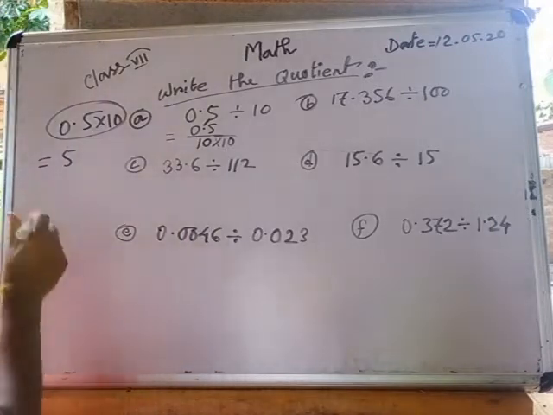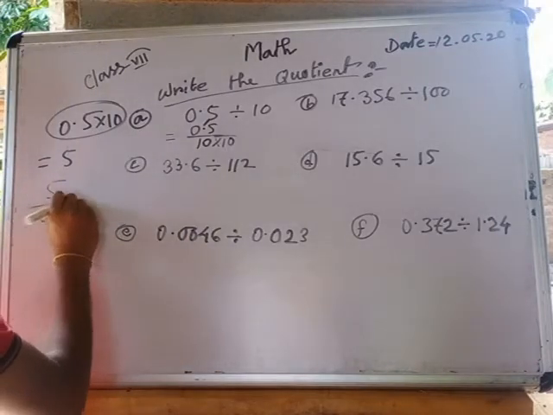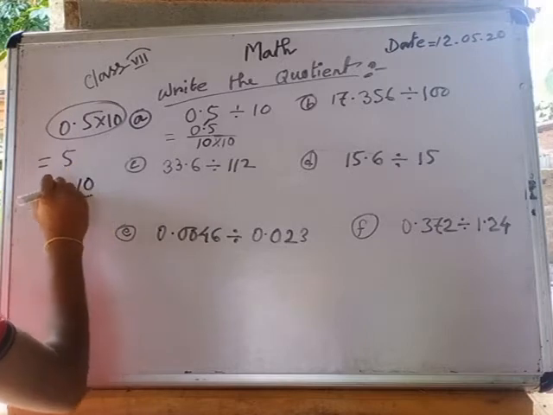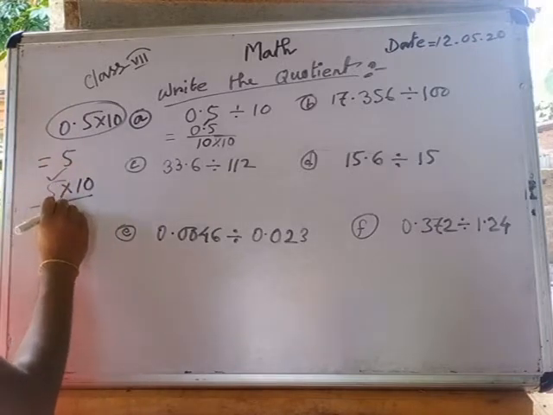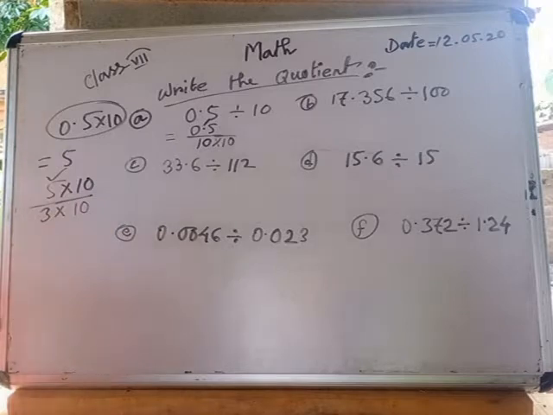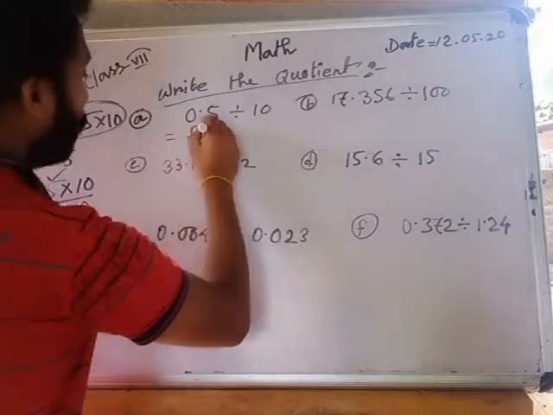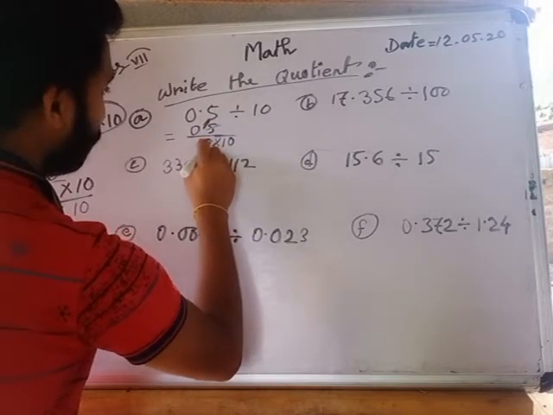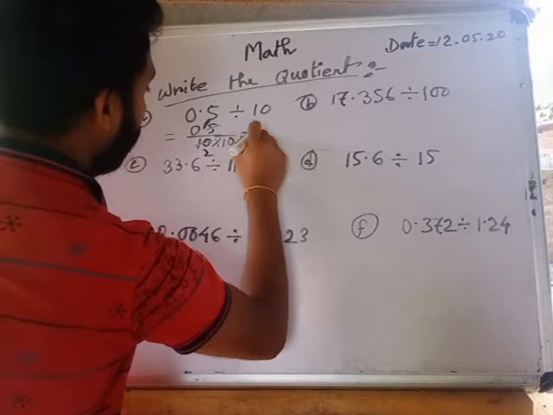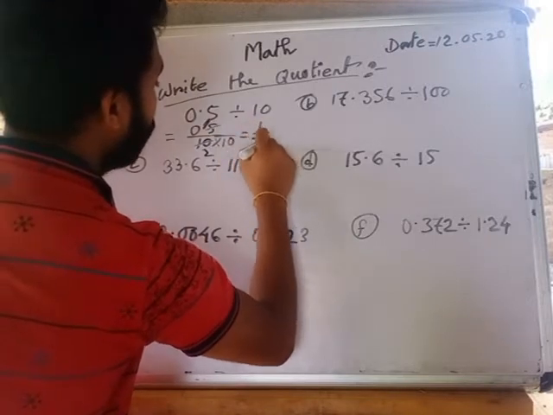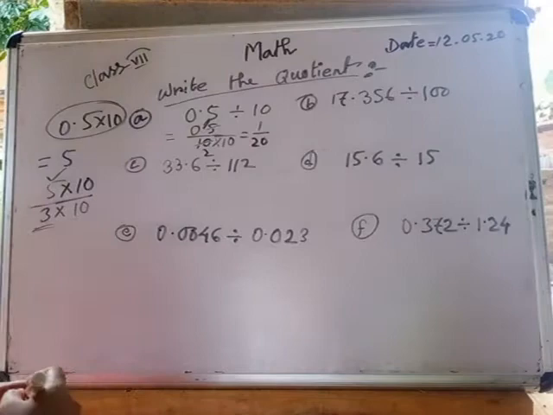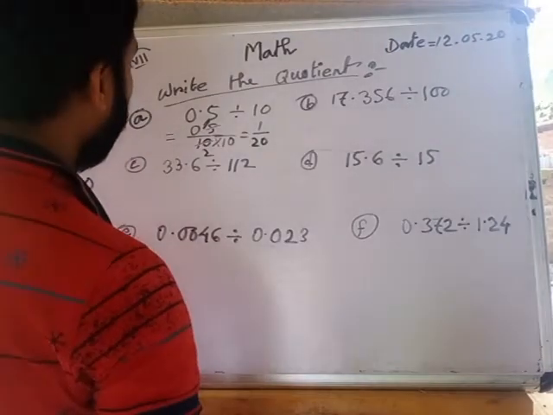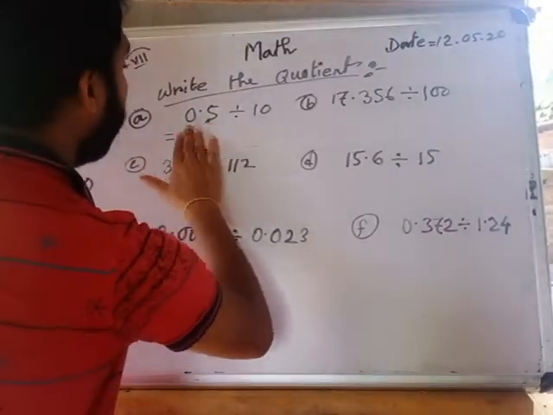That means, suppose it is 5 by 3, if we multiply 10 with the numerator, at that time we also should multiply 10 with the denominator. These are the same things. So if the point goes, at that time, 5 to the 10. That means it is 1 by 20. Do you understand? Or it is like this also.